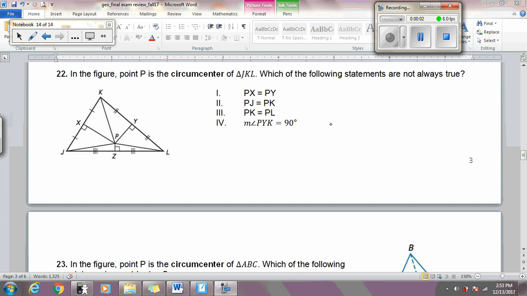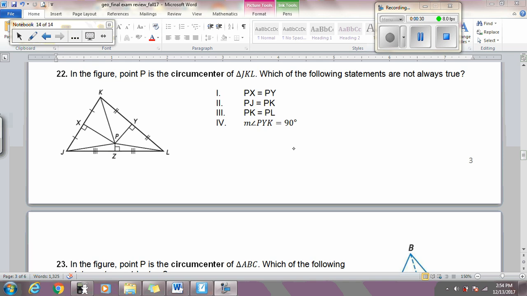22. In the figure, point P is the circumcenter of triangle JKL. Which of the following statements are not always true? Now, I have to admit, we have not talked about circumcenters yet, but there's a few things you need to know. A circumcenter is the intersection of the three perpendicular bisectors of a triangle.